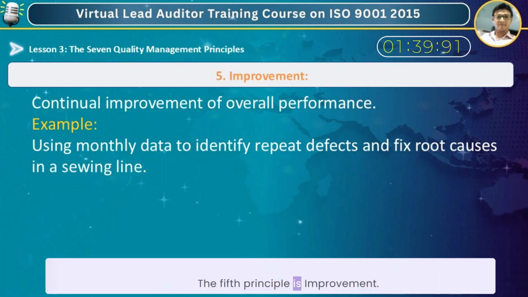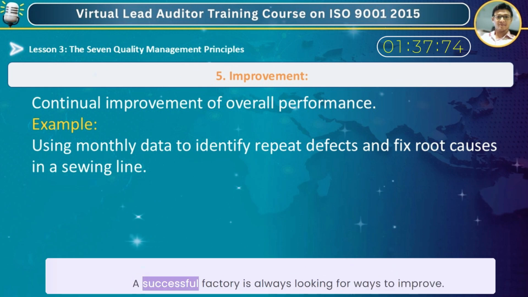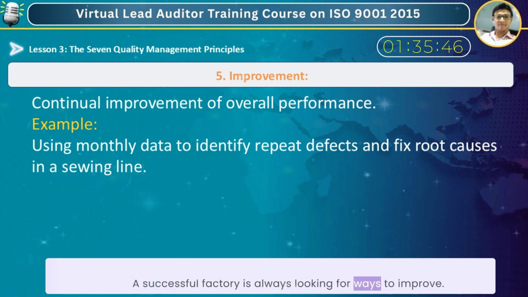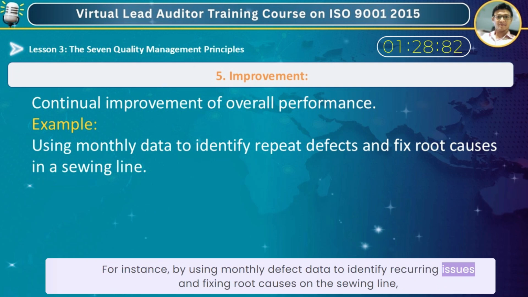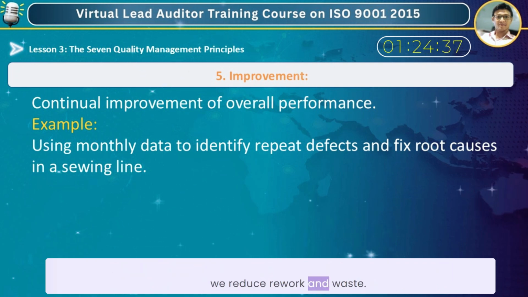The fifth principle is improvement. A successful factory is always looking for ways to improve. For instance, by using monthly defect data to identify recurring issues and fixing root causes on the sewing line, we reduce rework and waste.